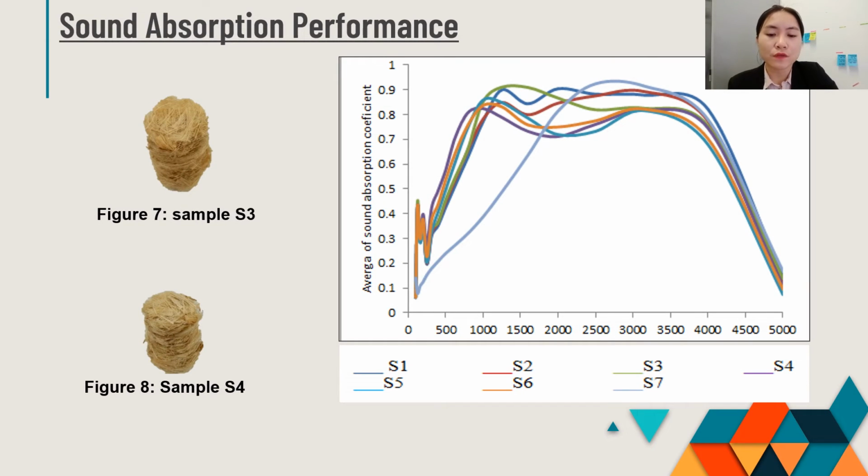Next is the result of sound absorption performance. As we can see in the graph, sample 3 has the highest peak point, where at frequency of 1259, the coefficient is 0.9104, and at the frequency of 1600, the coefficient is 0.9091. And the lowest peak point goes to sample 4, where the peak point is only 0.8134 at the frequency of 1000.